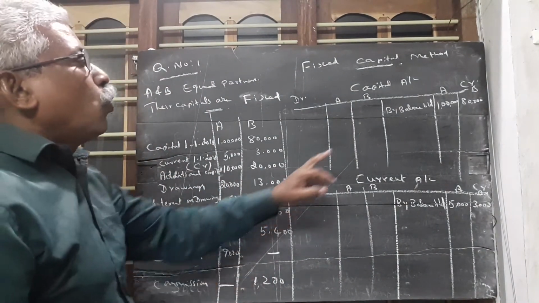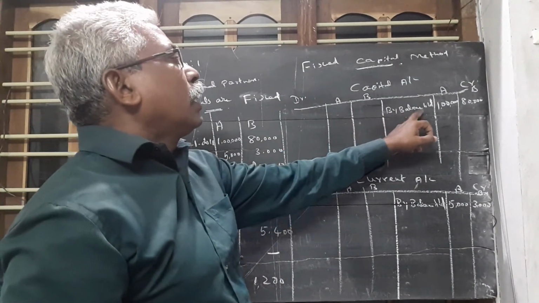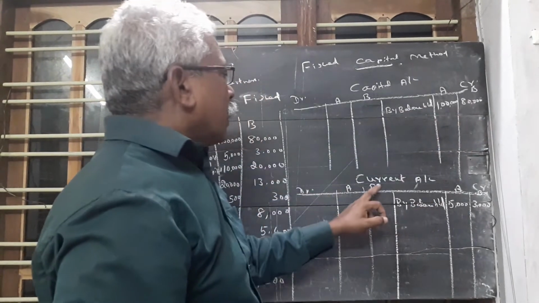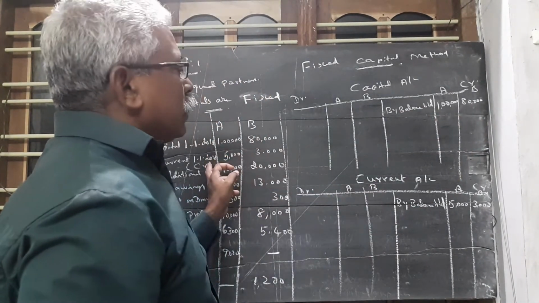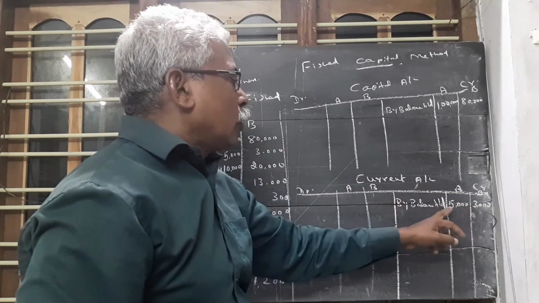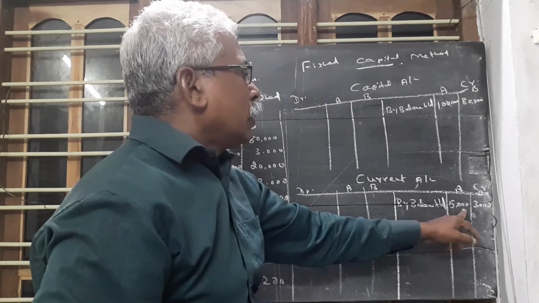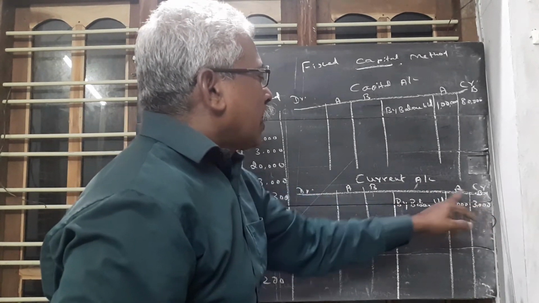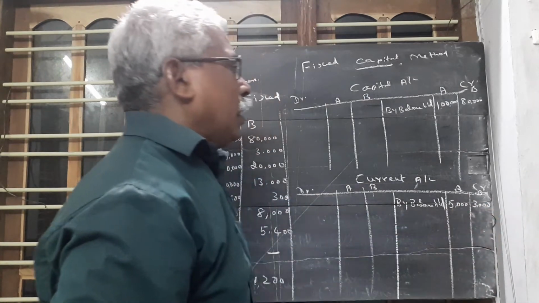First write the opening balance here. By balance brought down, 1,80,000 for B. The current account shows a credit balance. This credit balance, in A's current account balance 5,000, B's current account balance is 3,000. Both the current accounts show a credit balance.